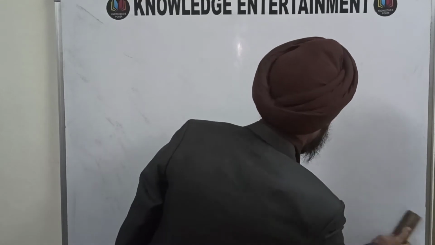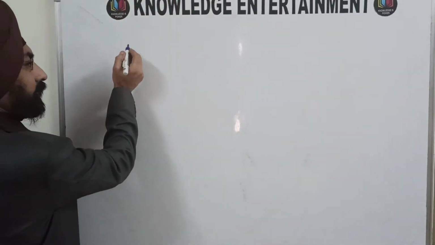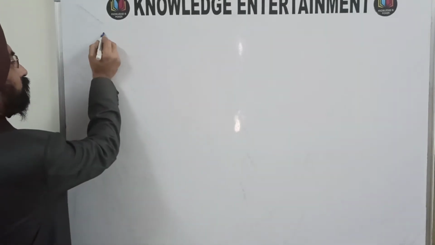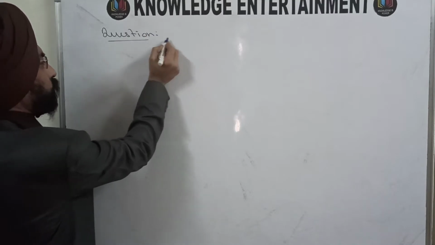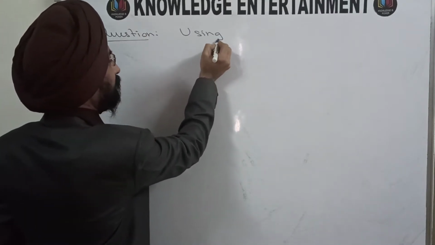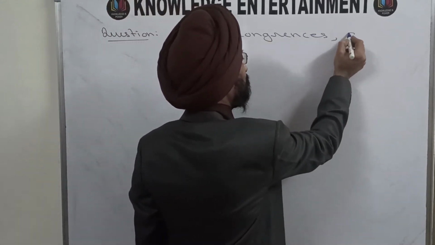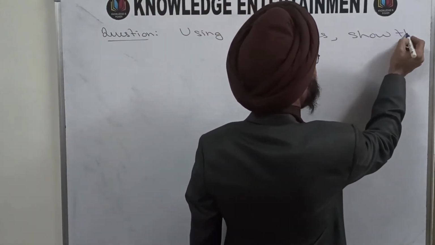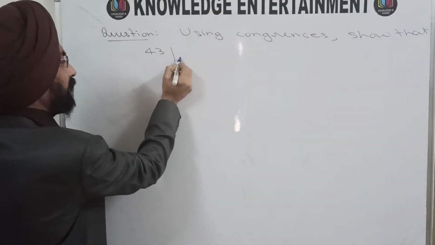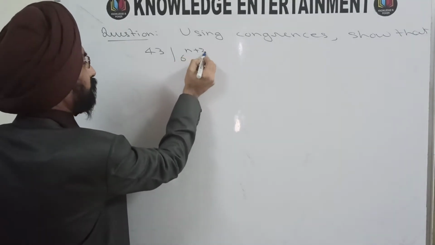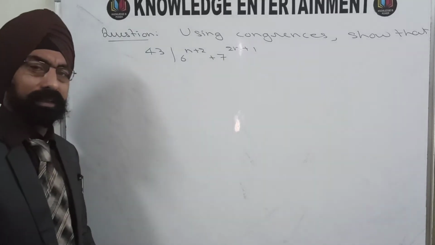So I'm moving on to another question now. So the next question I'm going to take is, write down the question: using congruences, show that 43 divides 6 raised to the power n plus 2 plus 7 raised to the power 2n plus 1.